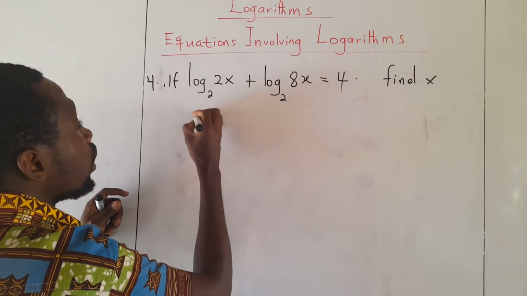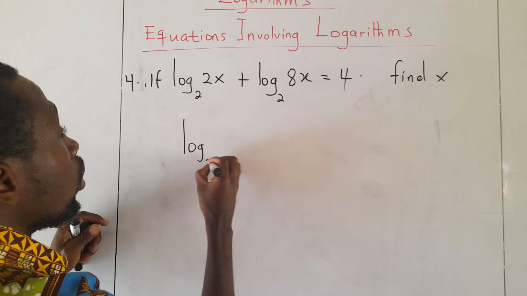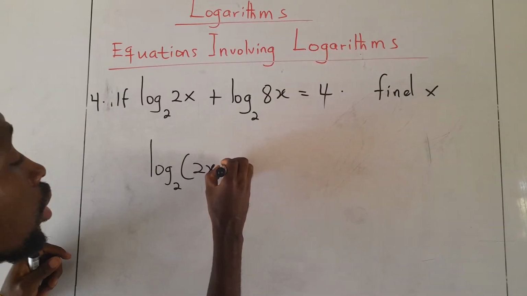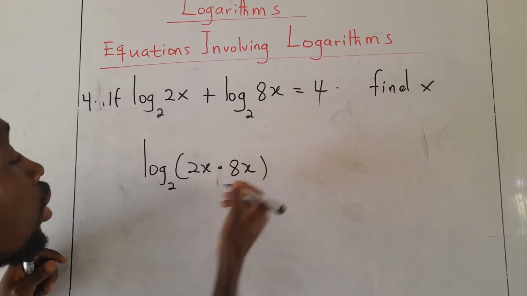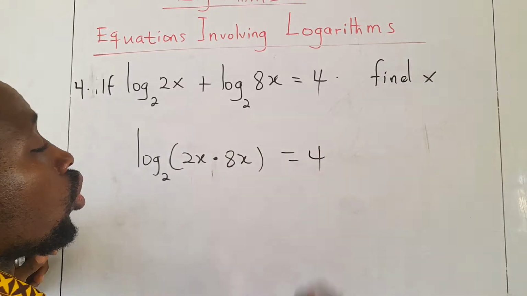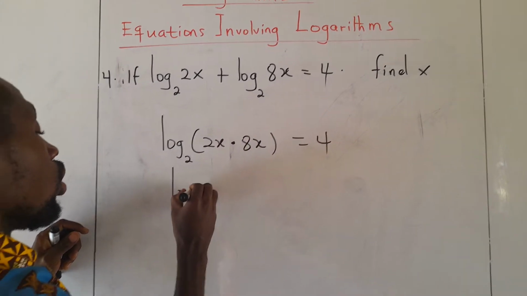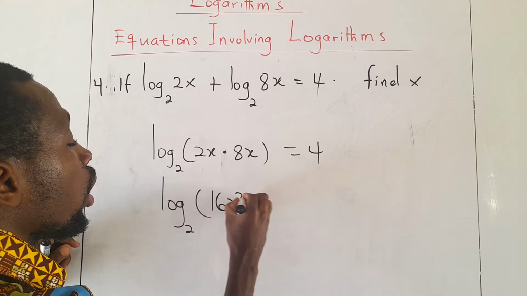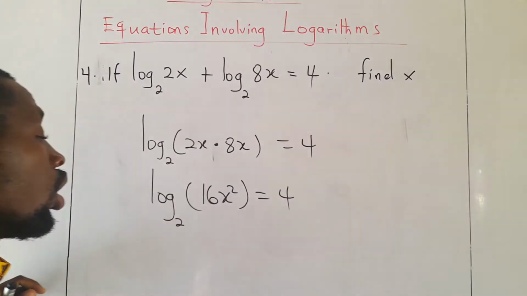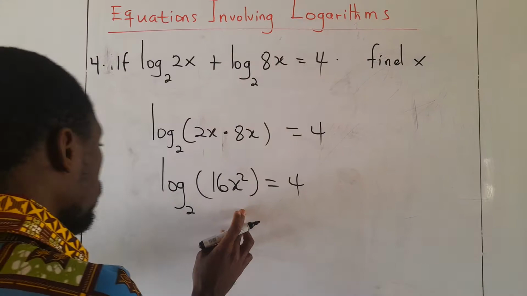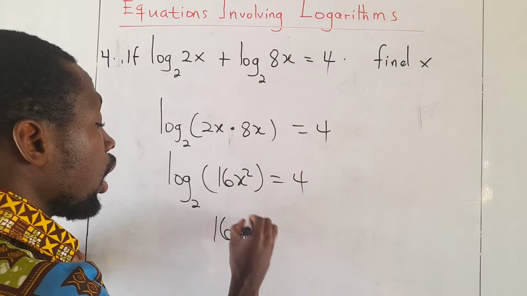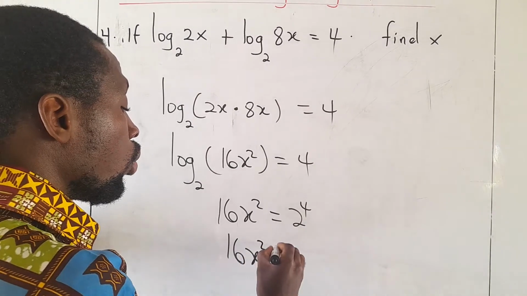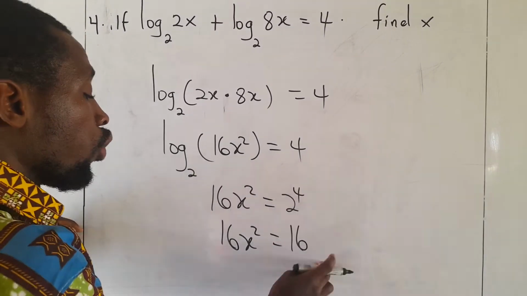So we can say this will be log 2x times 8x base 2 will be equal to 4. So we have log base 2 of 2x times 8x, which will be 16x squared, and it will be equal to 4. Then we use the property. So we say 16x squared will be equal to 2 exponent 4. 16x squared will be equal to 16. 2 exponent 4 is 16.